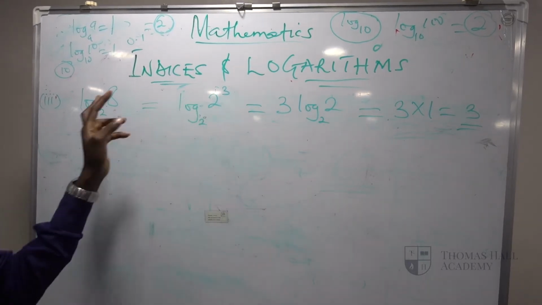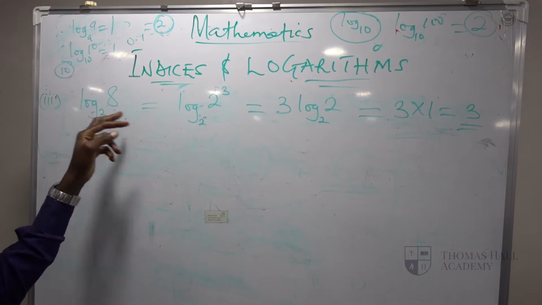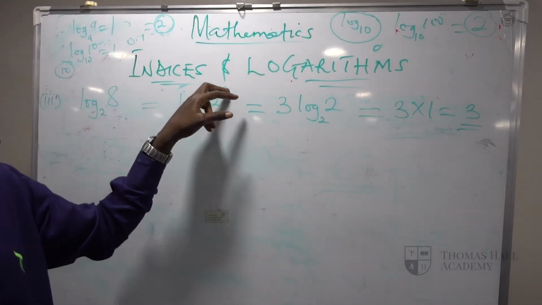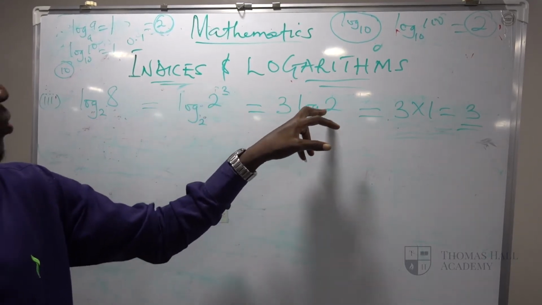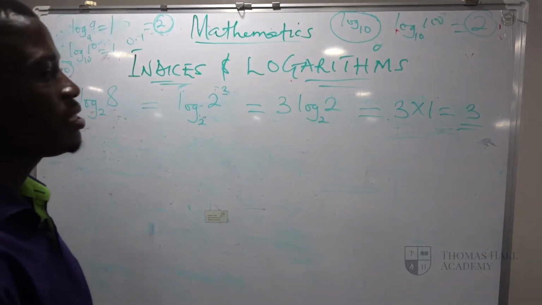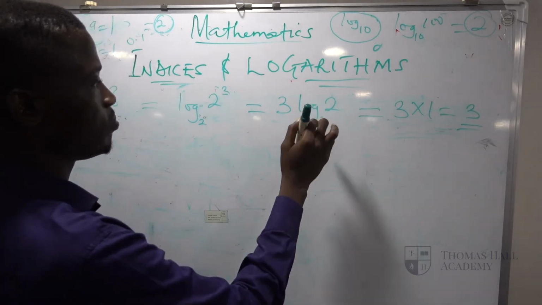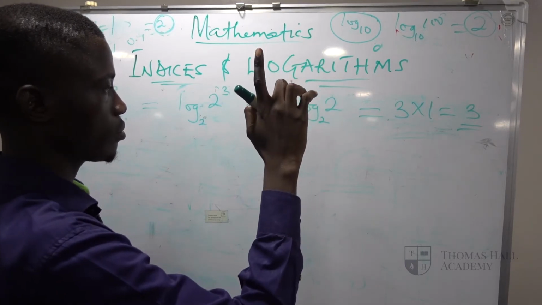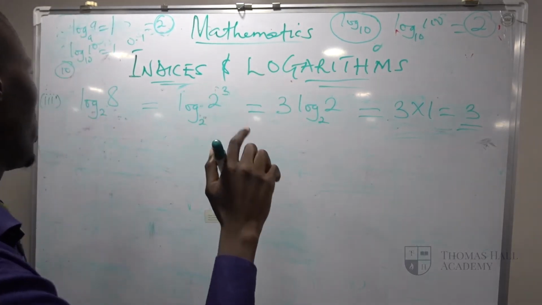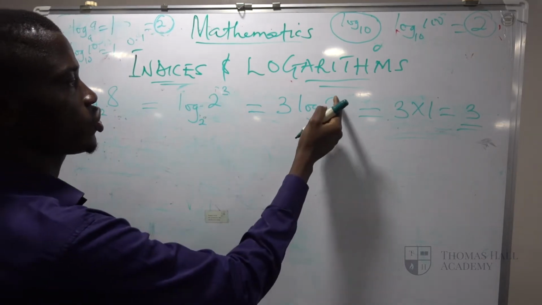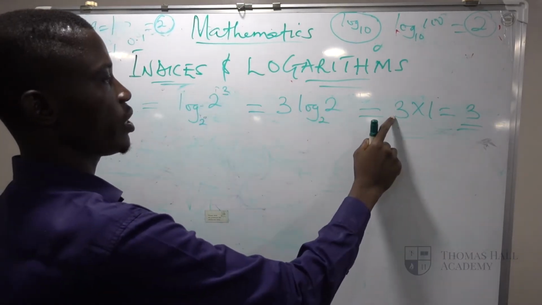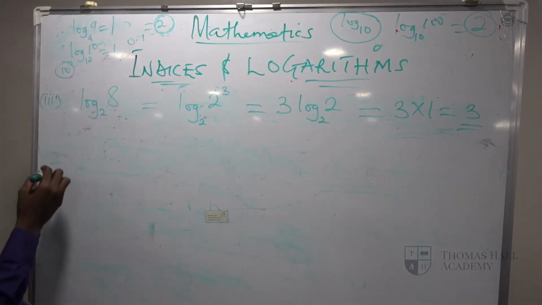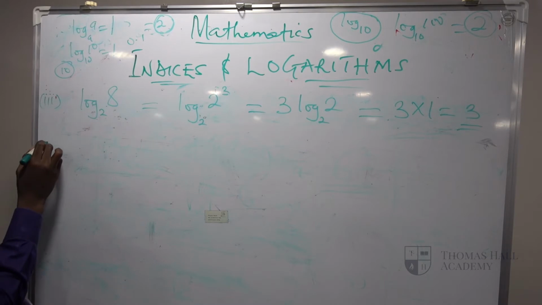Log 8 becomes 2 raised to power 3 to base 2, which is equal to 3 log. This power becomes here, log 2 base 2. Any log that has its base as the same as the log becomes 1. Log 10 base 10 is 1. Log a base a is 1. So log 2 base 2 is 1. So we have 3 times 1 gives us 3. Log 8 base 2 equals 3. The final answer is 3.